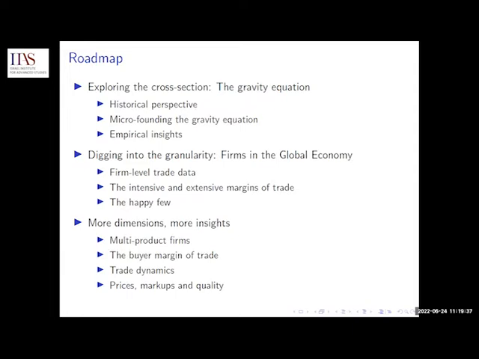And then, so this will be mostly centered around firms in aggregate trade flows. Then I'll try to dig into more dimensions of the data that we can exploit and what we can get from this additional dimension. So the product dimension is something that has been studied a lot. Now I'm working, and others are working, more and digging more into the buyer margin of international trade: what is the structure of the portfolio of customers that individual firms are serving in the international market, and what we can learn from this.